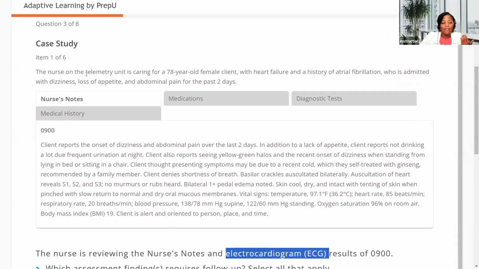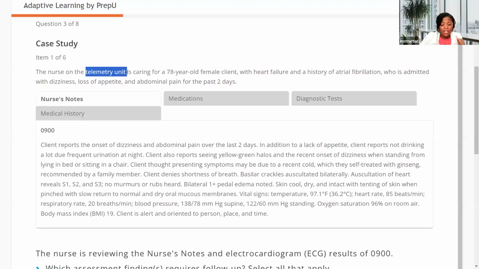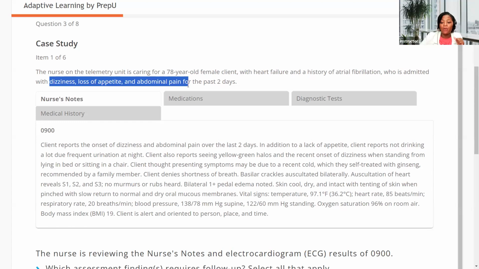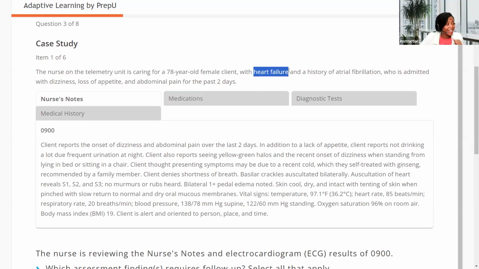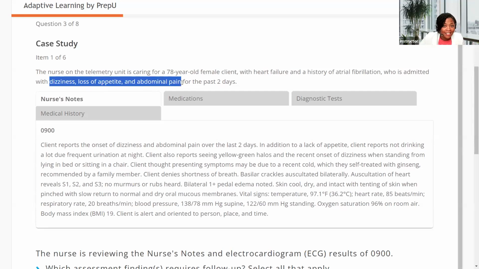All right, so once again, we're on our final patient case. The patient is on a telemetry unit, and we are caring for a 78-year-old female with heart failure. She also has a history of atrial fibrillation and was admitted with dizziness, loss of appetite, and abdominal pain for the past 2 days. So we've got a cardiac history, right? We have a cardiac problem, heart failure, but she has some dizziness, which is neuro, loss of appetite is GI, and abdominal pain is GI. By golly, what's going on here, right?